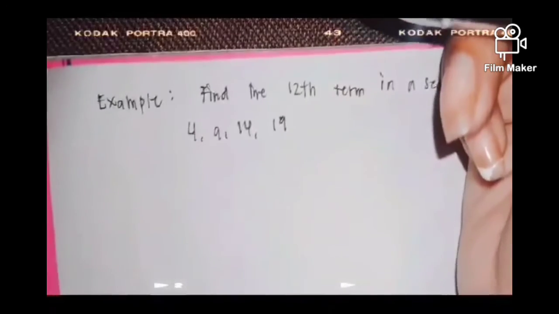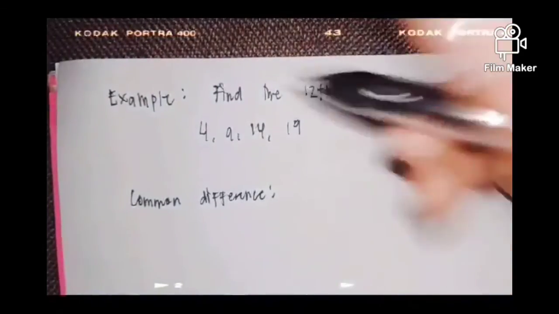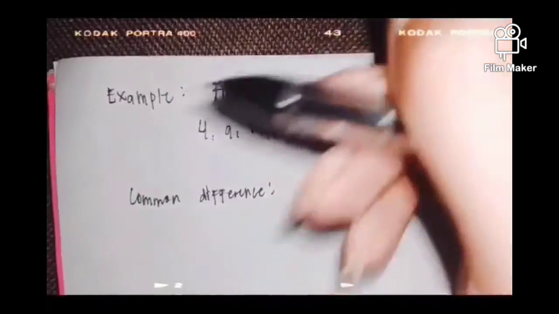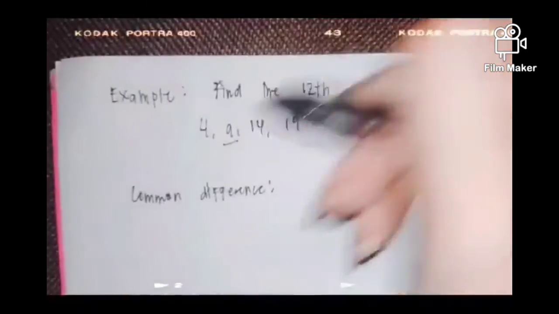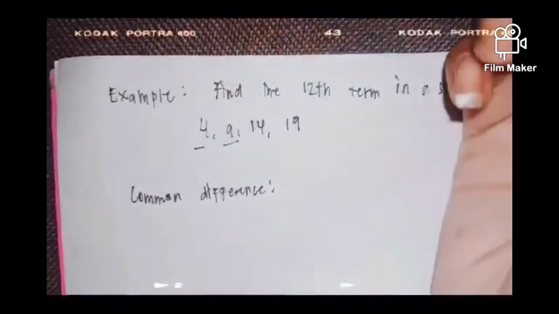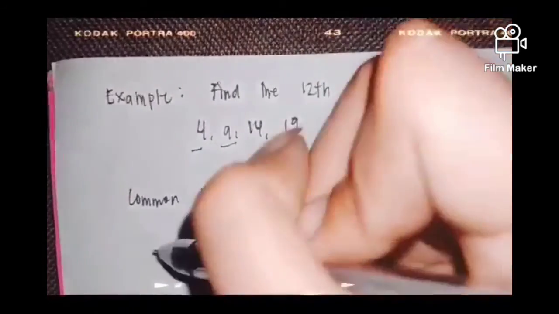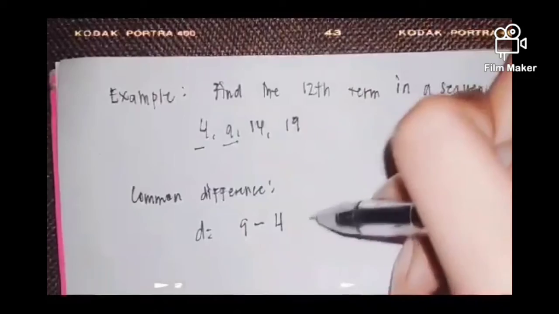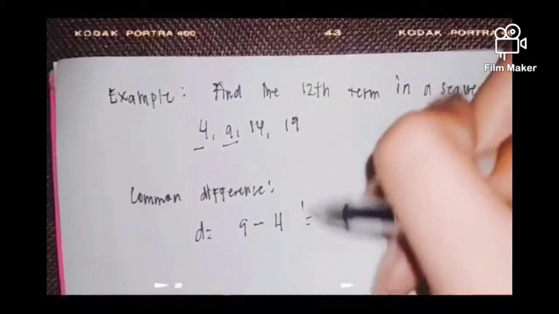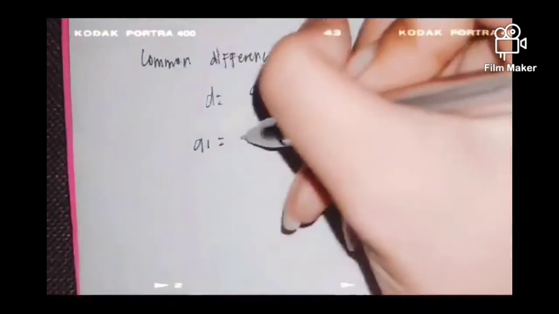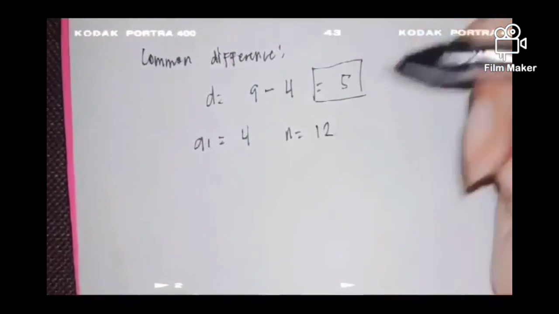So now let's have an example. First, we have to find the common difference. To get the common difference, we have to subtract the first term from the second term. So 9 minus 4 is equal to 5. So our common difference is 5. Now let's substitute the given. Our first term is 4, and the missing term is 12.